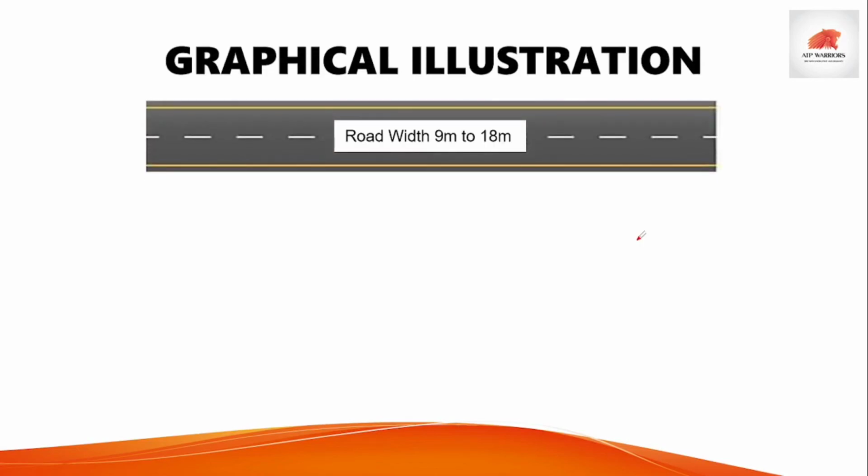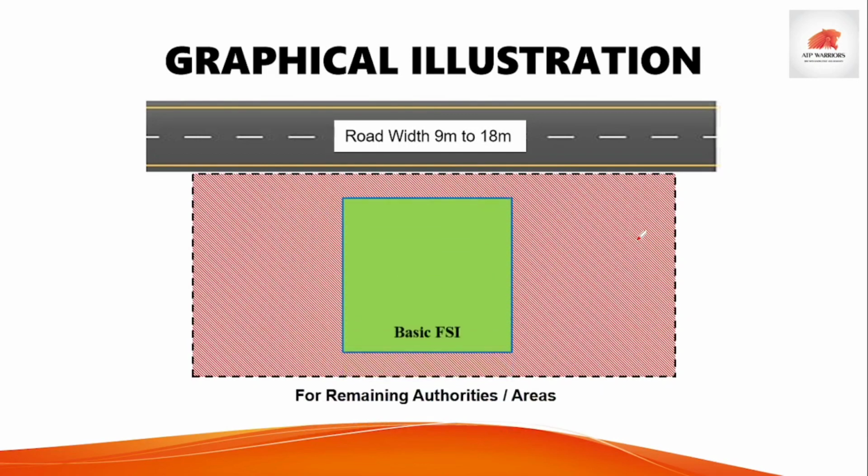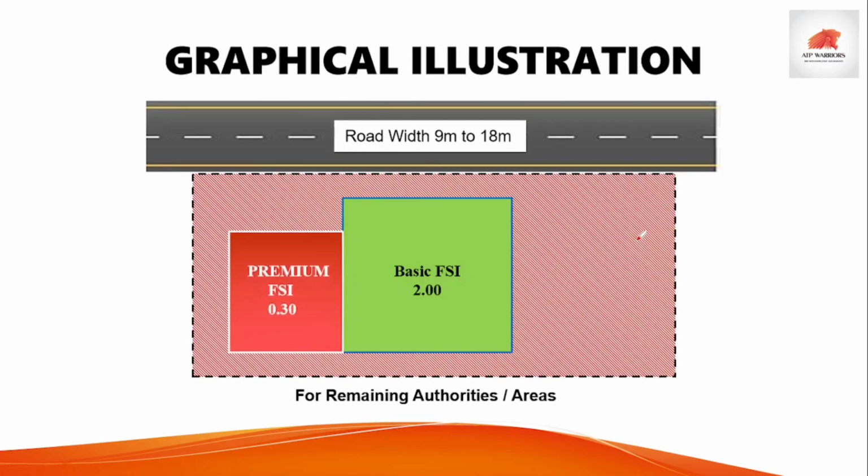So for the non-municipal corporation, let's see, for the road width 9 meter to 18 meter width, this is a plot area. For the remaining authorities or areas, this is a built up area. Basic FSI is 2. After that, premium FSI is 0.30 and the TDR loading is 0.10. The TDR loading is decreased by 0.20 points, so the maximum building potential is also decreased by 0.20. That is, it has become 2.40.